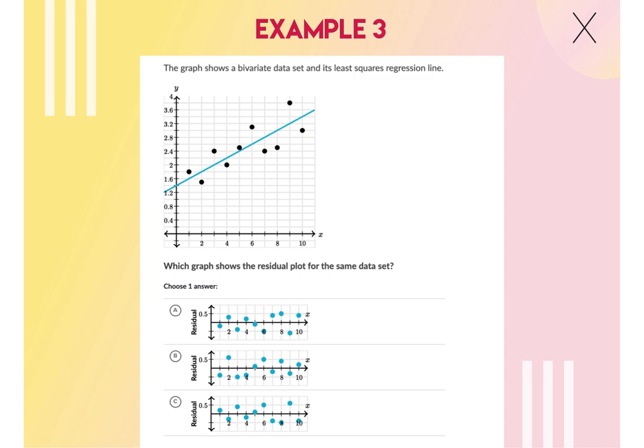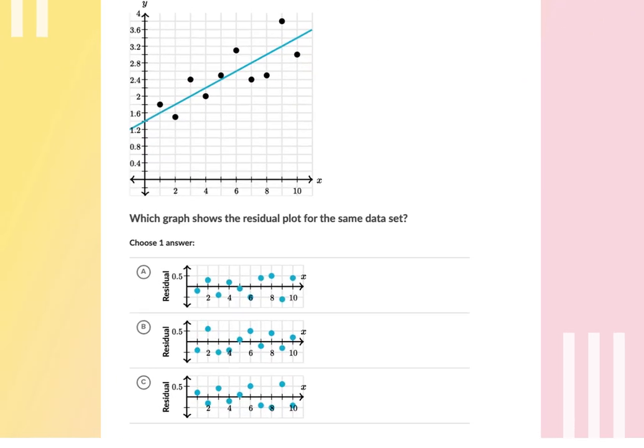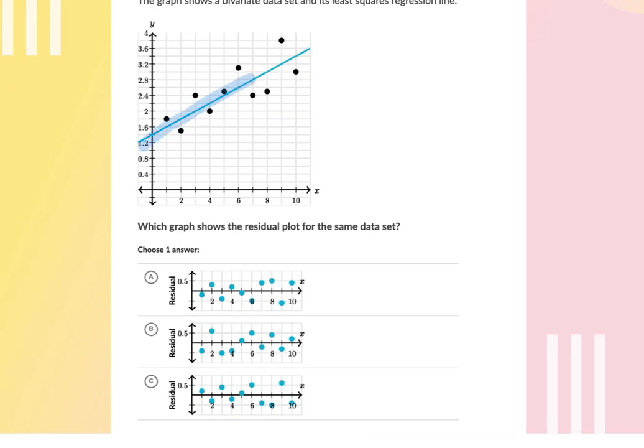Okay, this one says the graph shows a bivariate data set and its least squares regression line. Which graph shows the residual plot for the same data set? So now think that this line became this line in each one. So if the dot was above the line on the top, it should be above the line on these. If the dot was below the line on the top, it should be below the line on these.